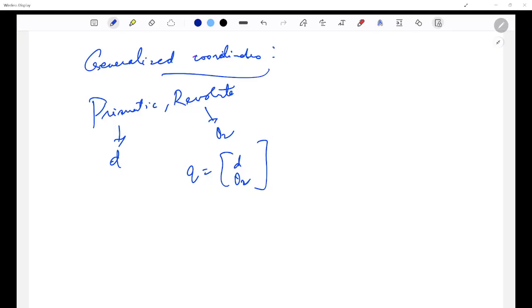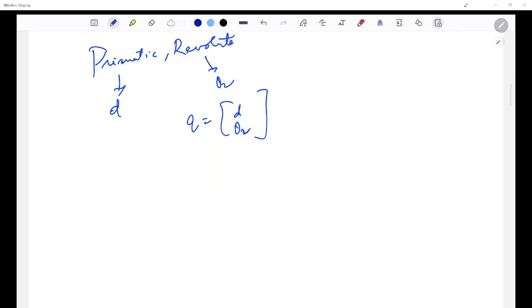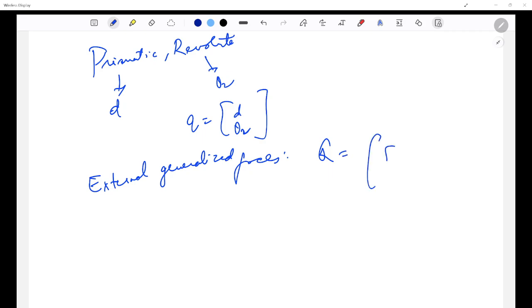Now the external generalized forces, if we are talking about the forces, what are they? Q is F1 and tau 2, because these are the forces being applied. F1 is the force acting on the prismatic joint and tau 2 is the torque at the revolute joint. Okay, so where are the positions of the centers of mass?